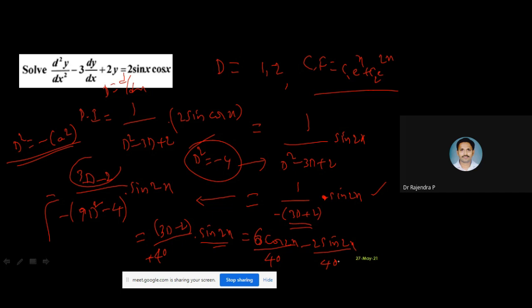Right? And as usual, if you want, you can simplify. So we will get this will be 3 by 20, this will be 1 by 20. After simplifying, this will be 3 by 20 and this will be 1 by 20. So that is your particular integral. There are no D's now. Understood?